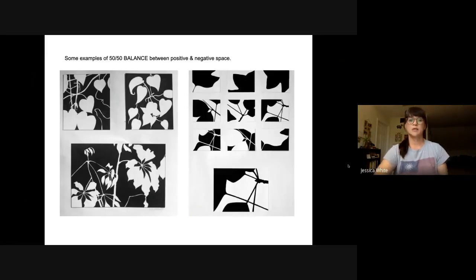Here are some examples of a really good 50-50 balance, some studies of positive and negative space. Again, just flattened to its basic form, just black and white, so that you're not distracted by any of those details. And in some of these cases, I think especially over here, you can see how some have been flipped, like from this corner to this corner. It's the same image, but the black and white have been flipped. Same with this large image down here. It's the same as this one right here. The black and white have been flipped. That's a good way to be able to tell, did I get the balance or not?